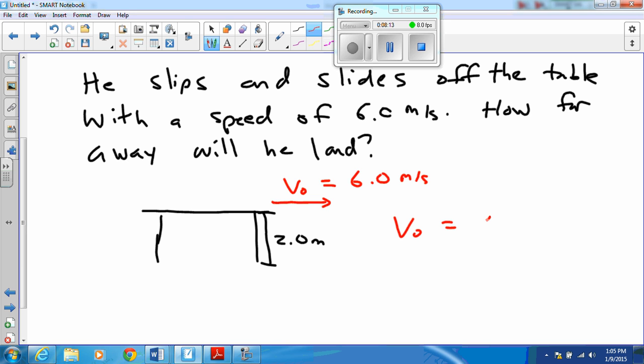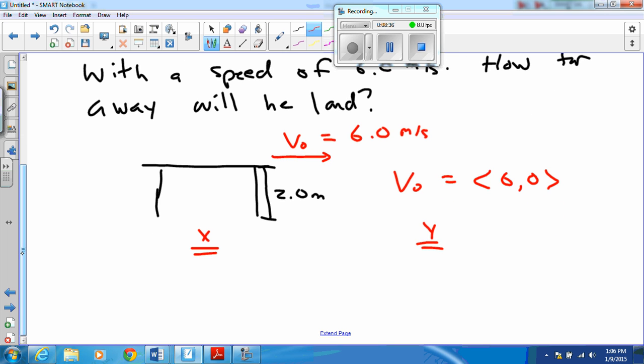And therefore, I'm going to represent it with components. How did I know components? Because I have a y direction that he's going to fall in and a horizontal direction that he's traveling. 2 dimensions, 2 components. So this is my initial velocity. And this allows me to set up equations of motion in the x and the y directions.